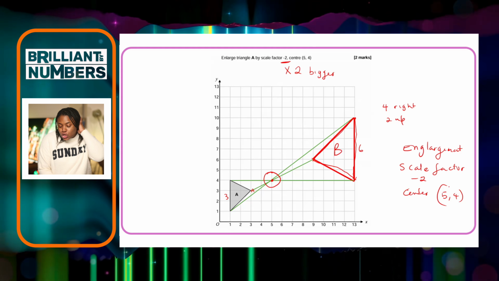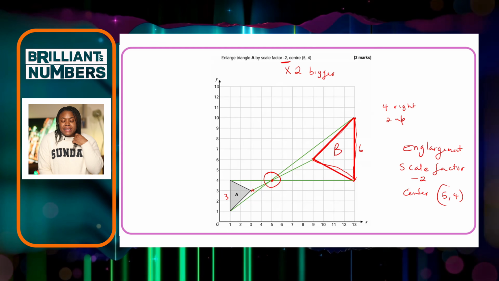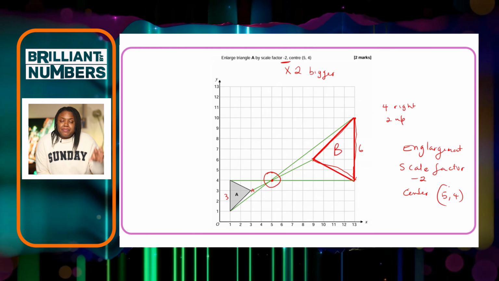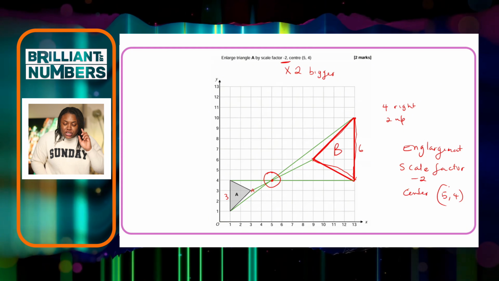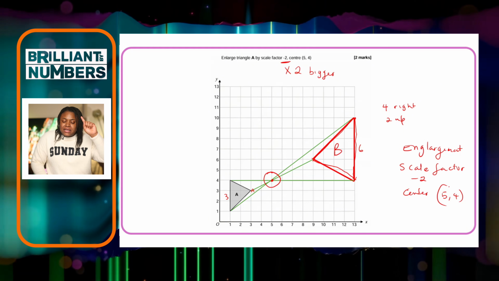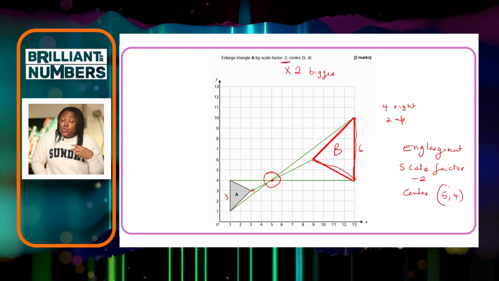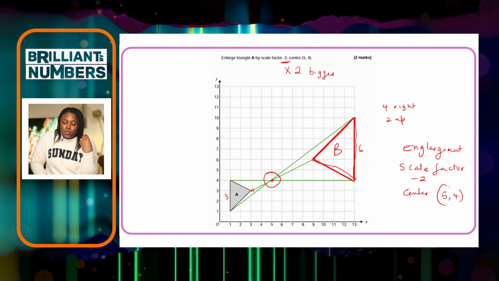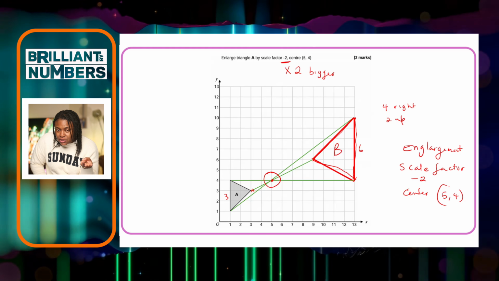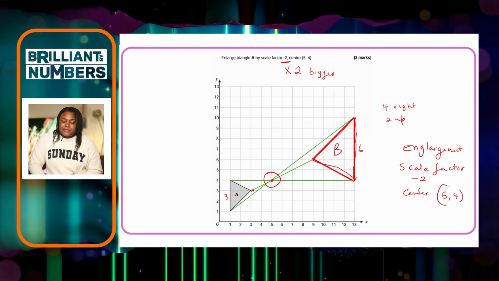Because clearly you could get the question where they gave you the shape and its enlargement, and ask you to describe it instead. So when you're describing an enlargement, you have to say, one, it's an enlargement. You also have to say what the scale factor of enlargement is. You have to also say what the center is. Okay, make sure that you do that.